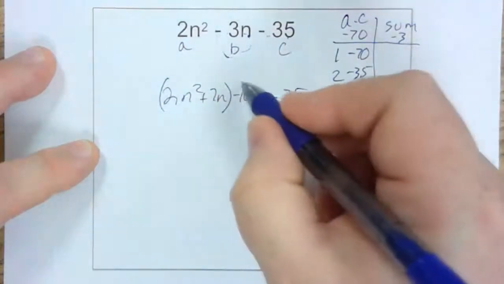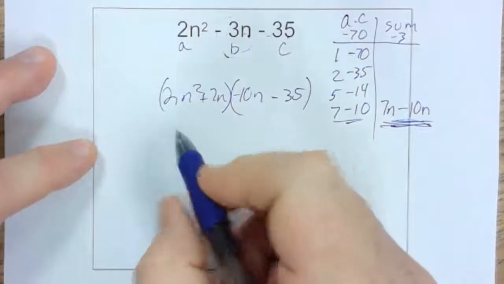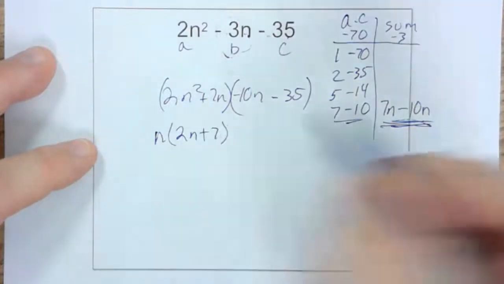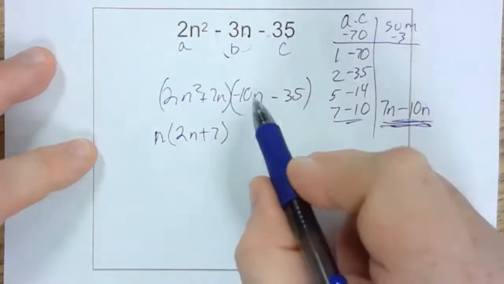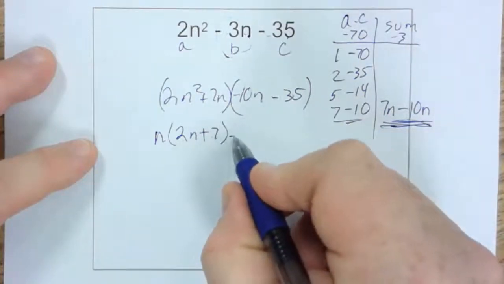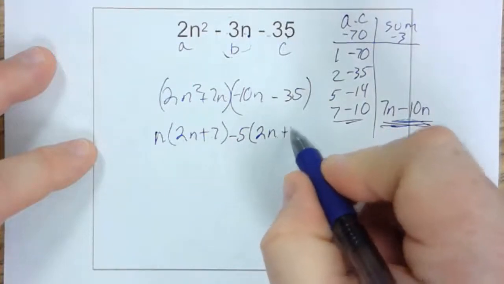So we're going to group these two, find the GCF of the first group. Appears to be just an n, so we have 2n plus 7. And the second group appears to have not just a 5, but a negative 5, because I want the pattern to be plus plus. This is negative negative, so I'm going to factor out a negative 5. And that leaves me with a positive 2n plus 7.